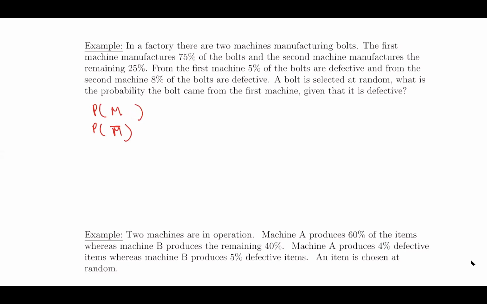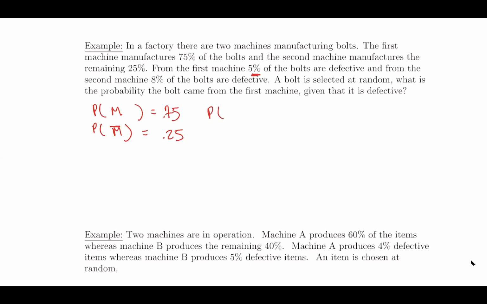So what percentage of the boats were produced by the first machine? 75. So right here, we'll put 0.75. So what percentage of the boats was not produced by the first machine? 25. 25, good. All right. Everybody good with that so far? Yep.